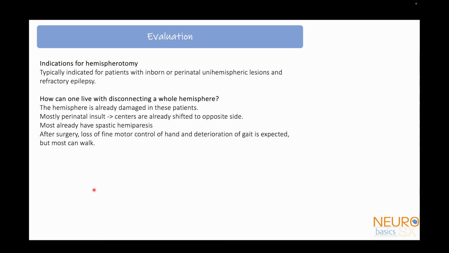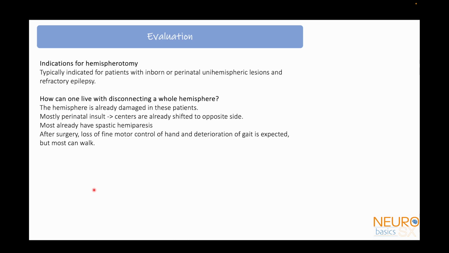Now, you would think, can we possibly live with disconnecting a whole hemisphere? It is important to remember that this hemisphere is already not functioning very well in these patients. They already have a congenital insult or the hemisphere is already significantly damaged. So most of it is because of perinatal insult. A lot of the centers which should be in that hemisphere have already shifted. They have reorganized and moved to the opposite side.